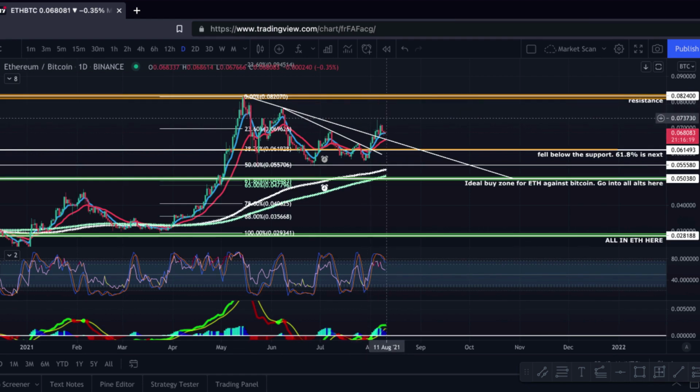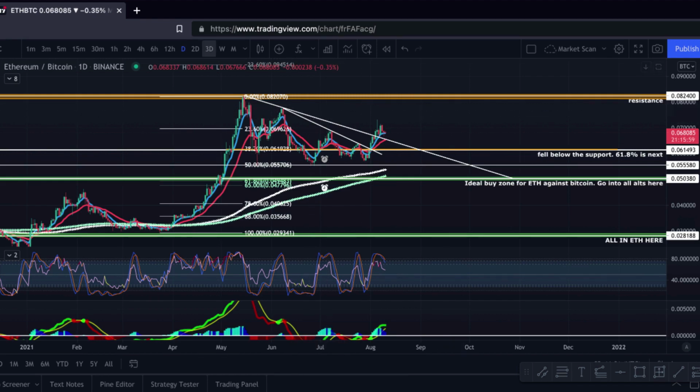It doesn't even get there. This is why crypto is so insanely difficult to trade. But if you understand some strategies, like the strategies that I use, where you average in your buy orders, it's very difficult to lose, to be honest. But yeah, so Bitcoin, ETH versus Bitcoin.